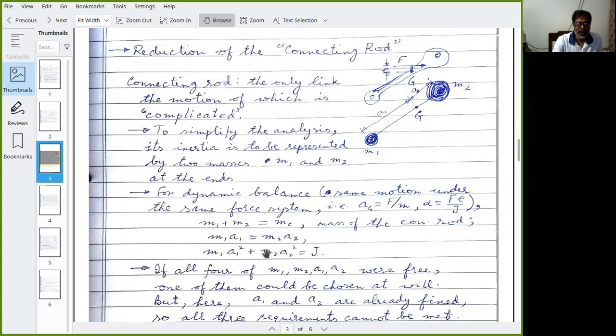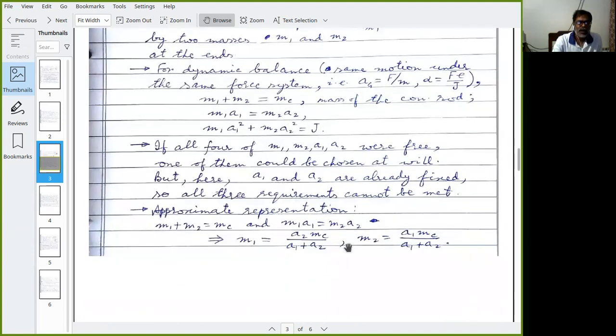So we make a compromise. We say the first two we will satisfy, and for the third one we will see what can be done. So for approximate representation, we say these two we satisfy. And when we try to solve these two for M1 and M2, we get very simple expressions.